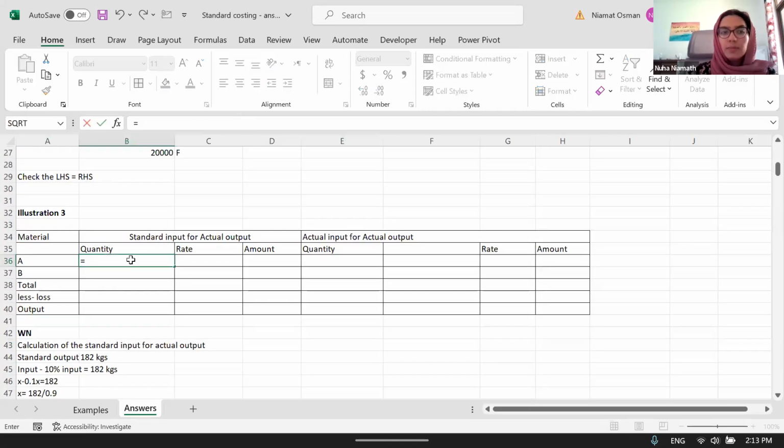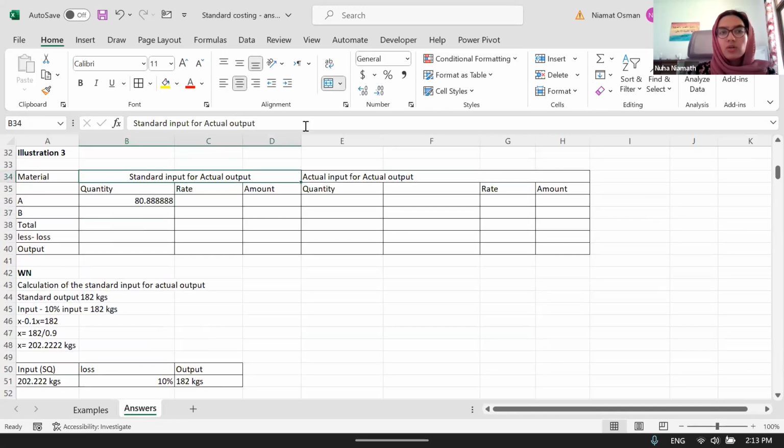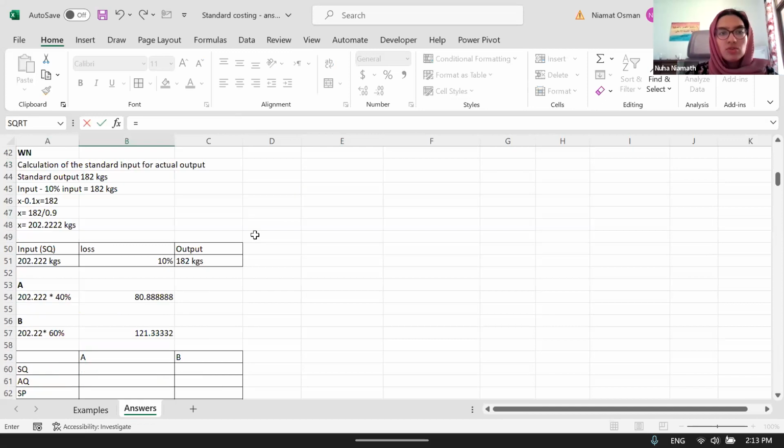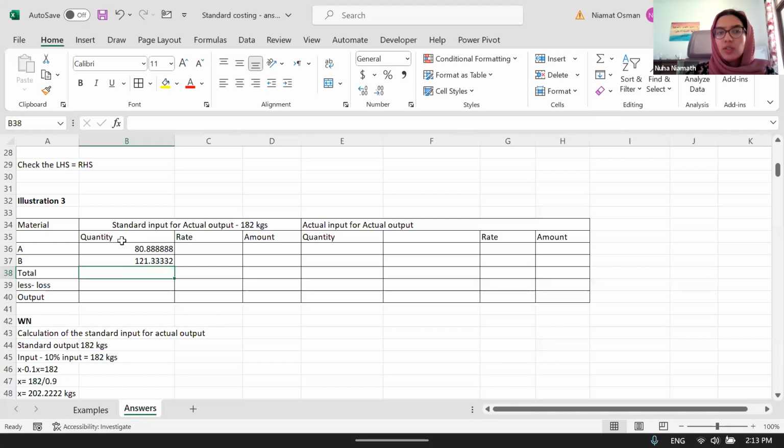So we can go and place these amounts here, 80.88, and the actual output to make it more clear, 182 kgs. B is how much? 121.3332. Okay, clear? Everybody clear with this? Standard input for actual output, always, first step. Shall I proceed?